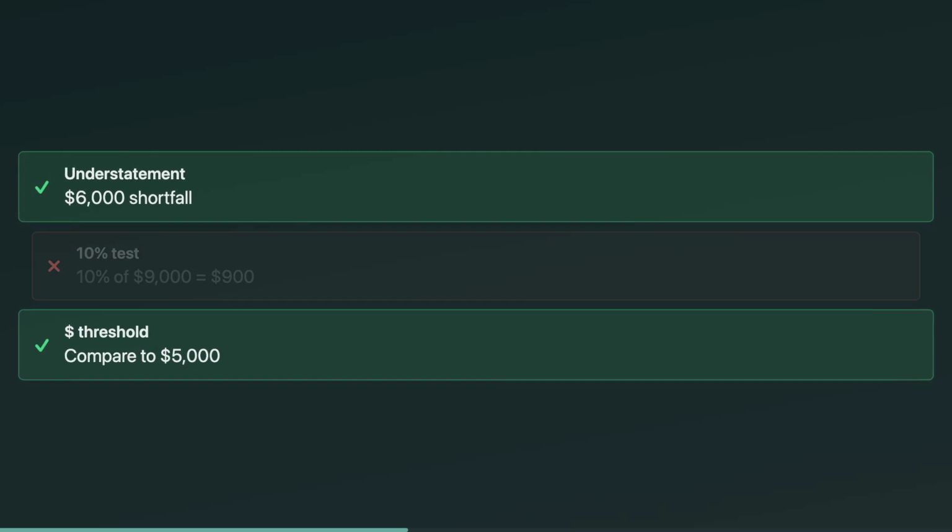Here's the classic example pattern. Jennifer's correct tax should be $9,000, but she reported $3,000 because she claimed a retirement contribution she didn't actually make by the deadline. The understatement is $6,000. Now compare. 10% of correct tax is $900, and $5,000 is the other threshold. The larger threshold is $5,000, and $6,000 is more than that, so it's substantial.